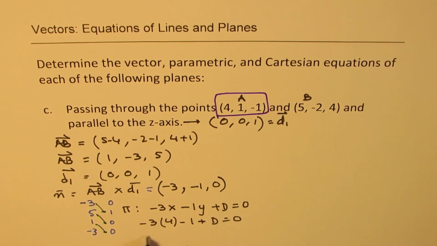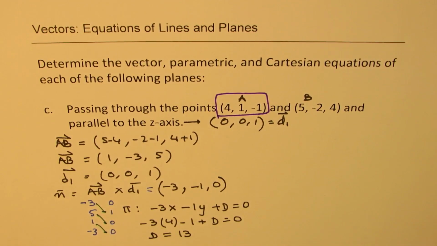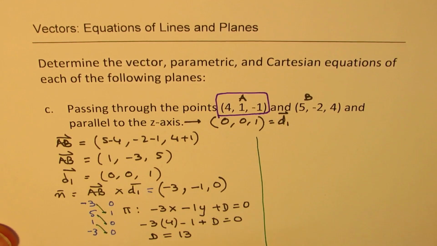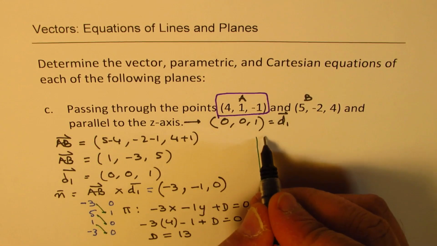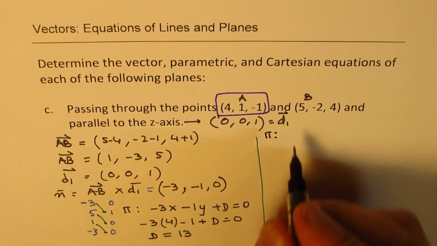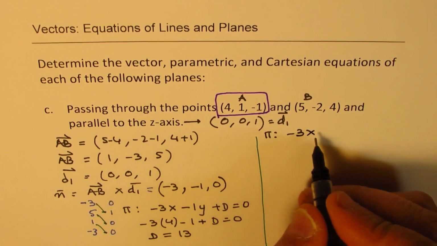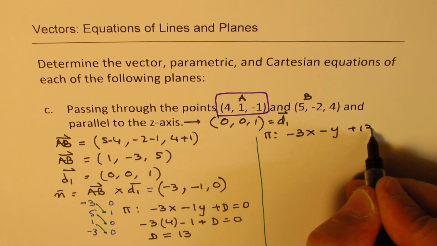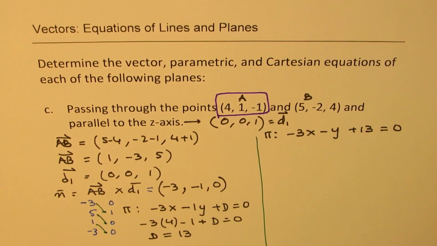Okay, so d equals 13. -12 minus 1 is -13, so that gives you d as 13. So now we have the Cartesian equation, which is -3x - y + 13 = 0. So we get our Cartesian equation, right?